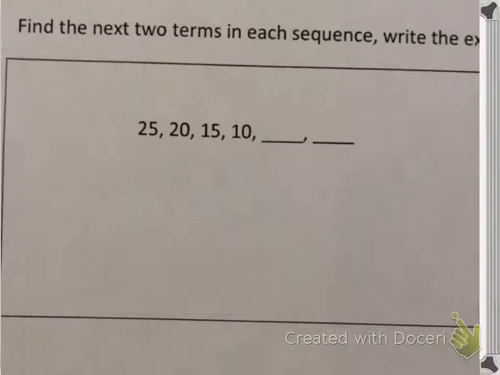All right, next example. It says find the next 2 terms in the sequence, and then it says write the explicit formula for the sequence. So, how do I get from 25 to 20, from 20 to 15, from 15 to 10? This is a subtract 5 or an add a negative 5. So negative 5 is going to be my common difference. I can find the next 2 terms because I'm just subtracting 5 from them. So 10 minus 5 is 5, and 5 minus 5 is 0. So my next 2 terms were quite easy to find.